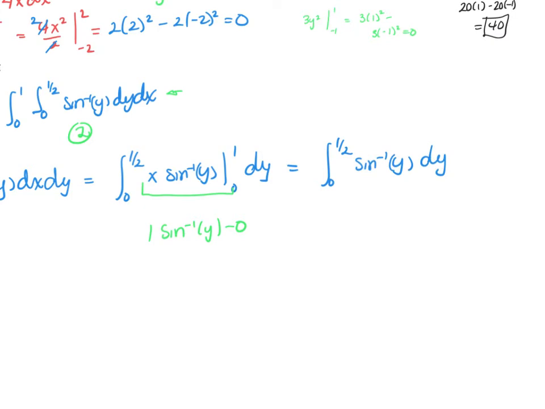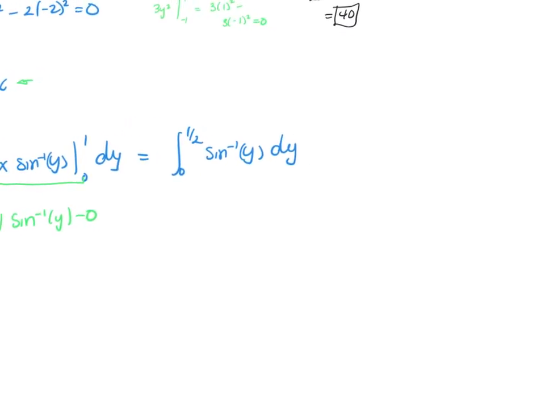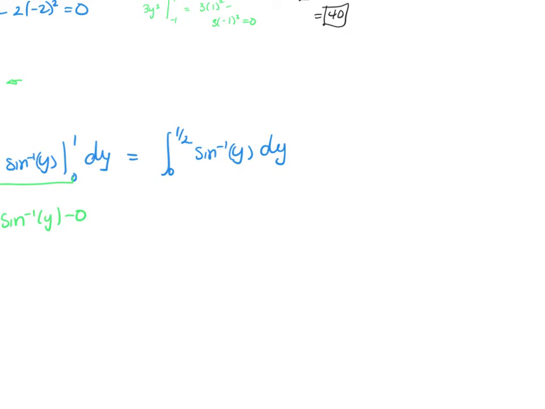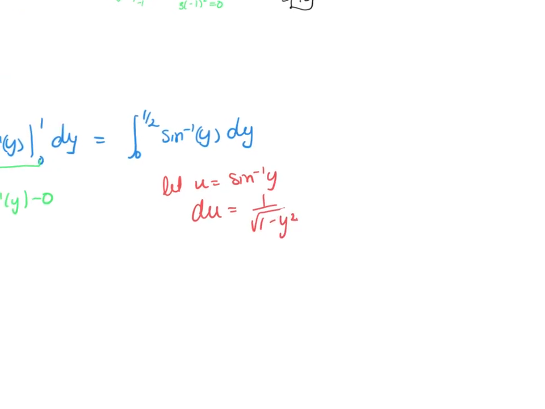We're going to have to do the same thing. We're going to have to do the integration by parts, and I should have not erased it, but let's just go through it again. So we're going to let u equal the sine inverse of y. du is going to be 1 over the square root of 1 minus y squared. dv is going to be equal to dy, and that means v is equal to y.